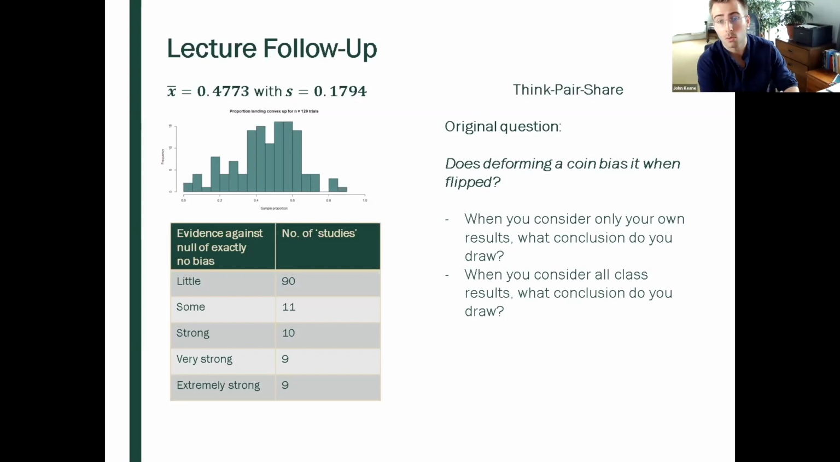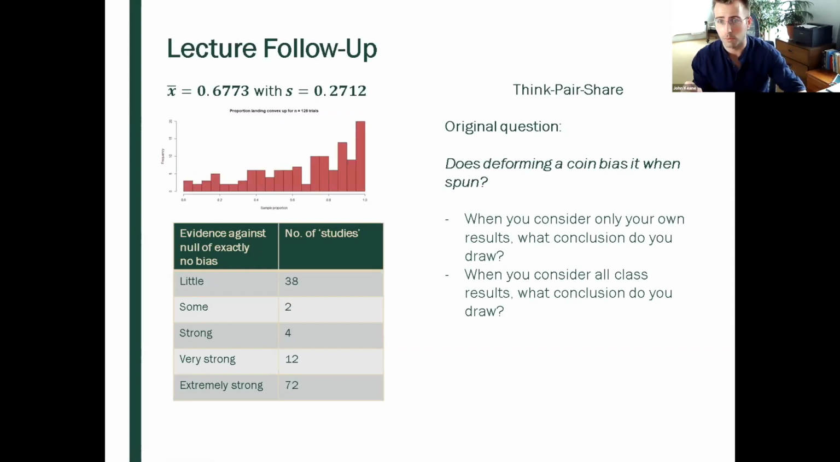If we think about our original question, does deforming a coin bias it when flipped? How would you answer that question if you only considered your own data? And when you look at the class results projected at the front of the lecture hall on a big screen, along with a summary of how many received little evidence of bias, some, strong, very strong, extremely strong, would your conclusion be the same or different? We then repeat that same think, pair, share and writing process for the spinning trial. Would you conclude that a spun coin that is deformed is biased, given your own results or given the whole class results?